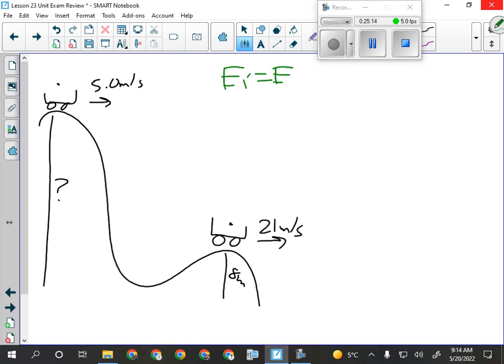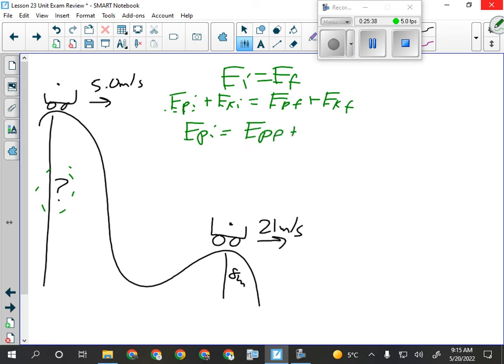So we start out with this, EI equals EF. Expand it out to initial potential plus initial kinetic equals final potential plus final kinetic. Okay, and we are looking for the initial height, which is part of this. So we want to subtract the initial kinetic over to the other side. So we'll be left with this: EP final plus EK final minus EK initial. Okay, and then we can expand it out further.